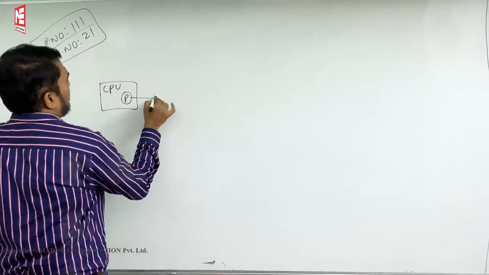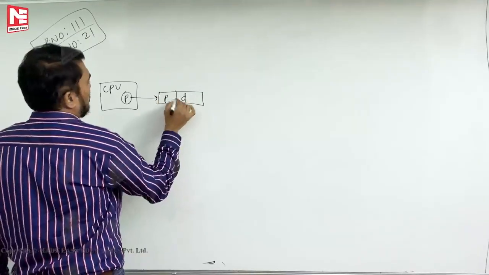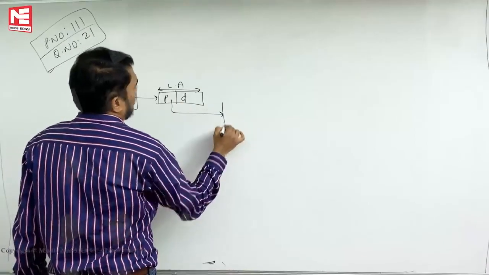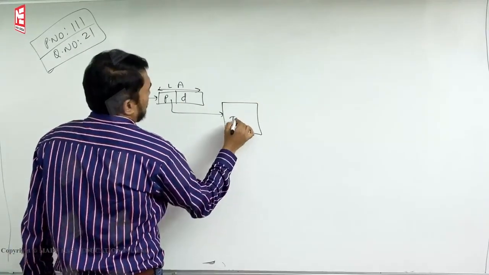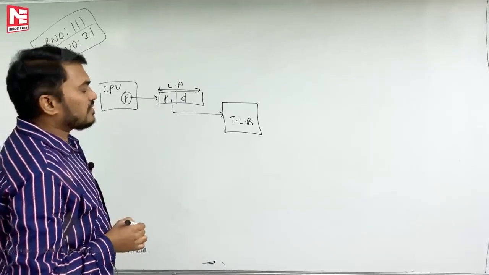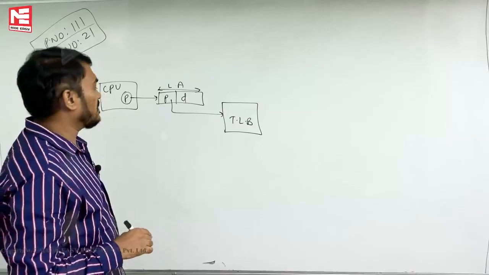So I am making the diagram, just a rough diagram. Let's say the CPU always generates a logical address, that is P and D. Let's say you take the page number. First you refer in the TLB. If you are solving, just pause my video. After solving only, you continue to watch the video.